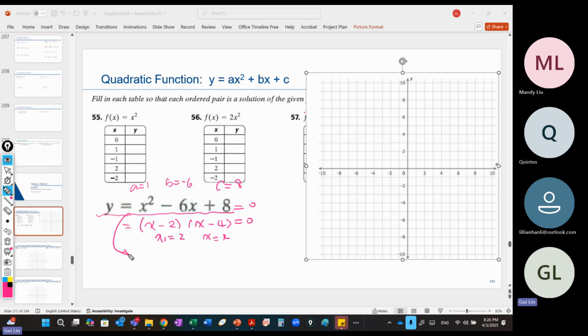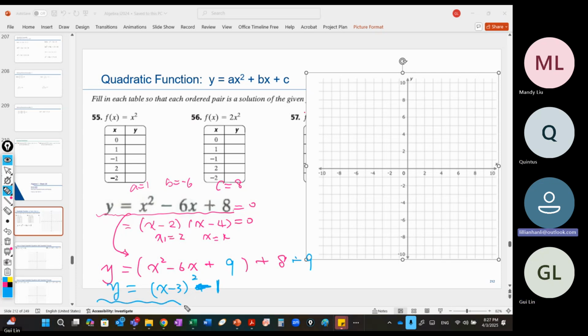Also, you can do the perfect square. You add something to make it a perfect square. Add what? 9. Yeah, 9. So we are plus 9 minus 9, right? So get one, get rid of one. So here it becomes x minus 3, squared, minus 1, right? So this one can change into here, also can change into here.